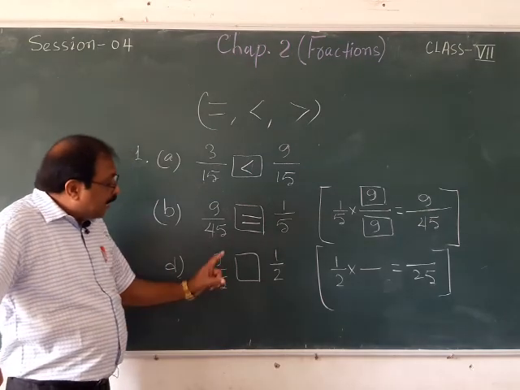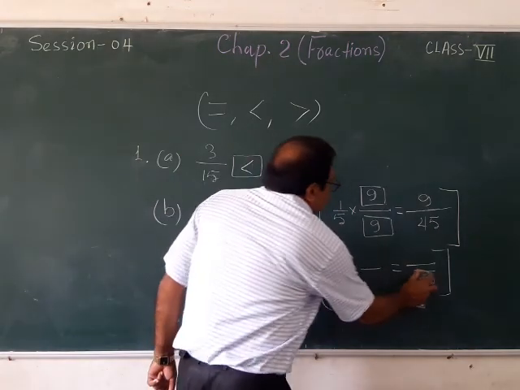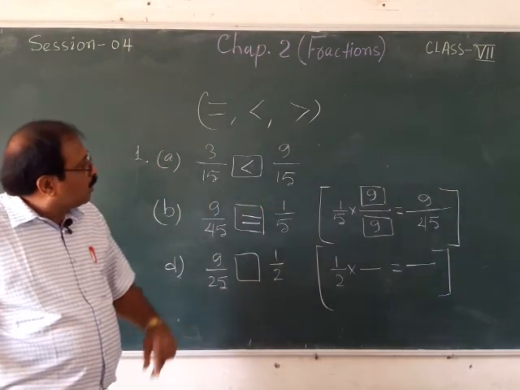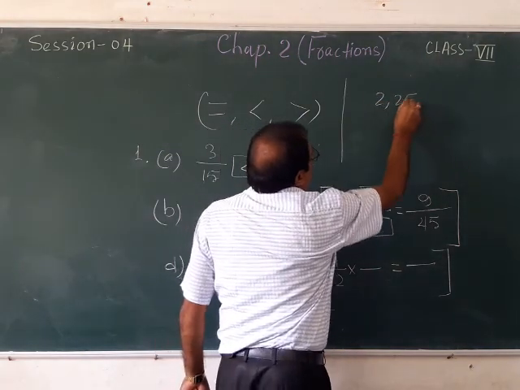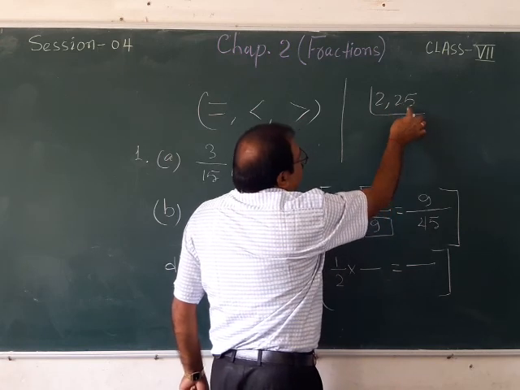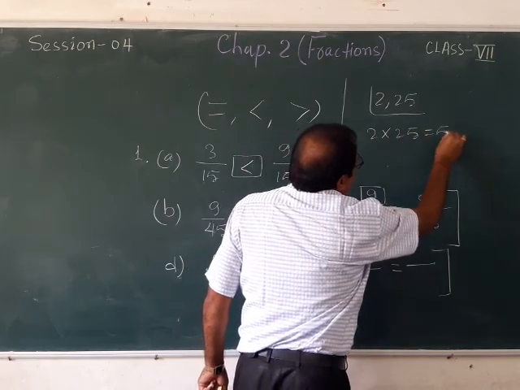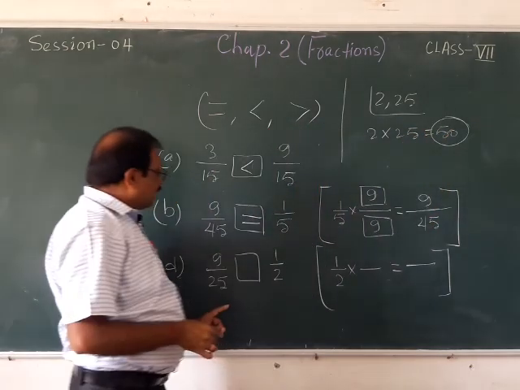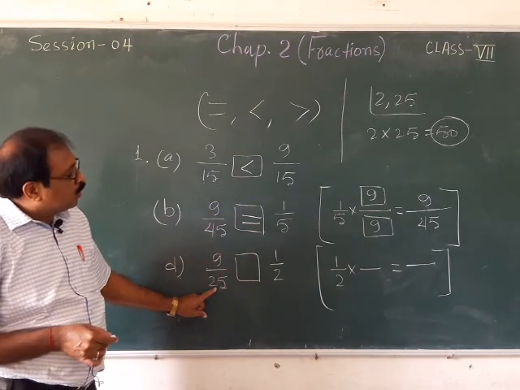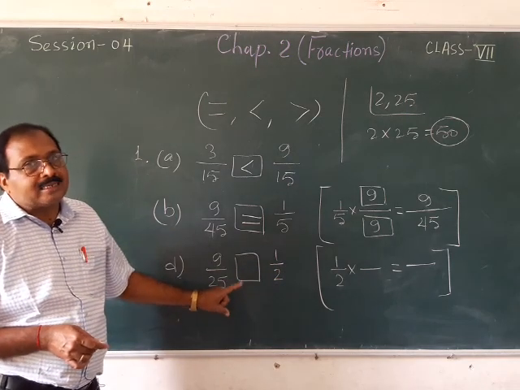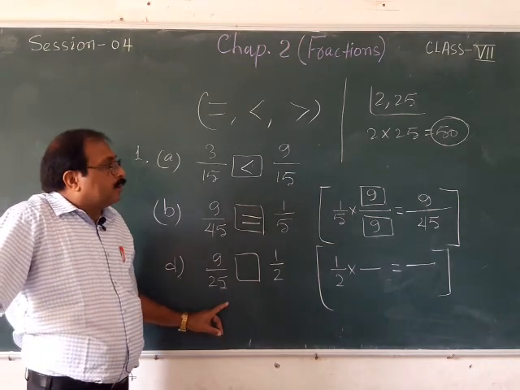We have to think of the LCM of 25 and 2. Go to the rough side and find out the LCM of 25 and 2. When you think about the LCM of 2 and 25, you know that there is no common number which can divide both. So I can just multiply 25 by 2. The resultant number is 50. That means I have to multiply this number also by 2 and this number also by 2 to make it an equivalent fraction. I need to change the denominator to 50.